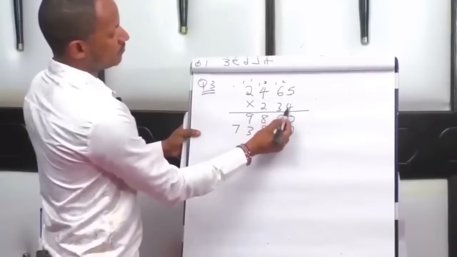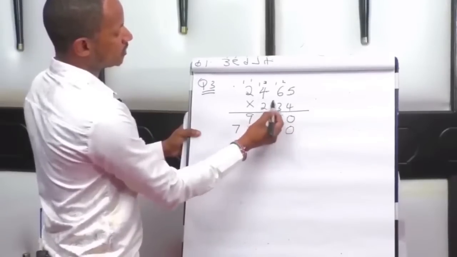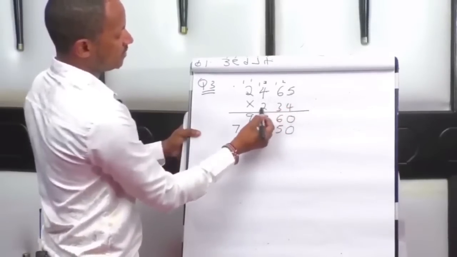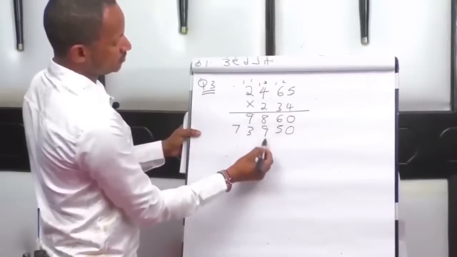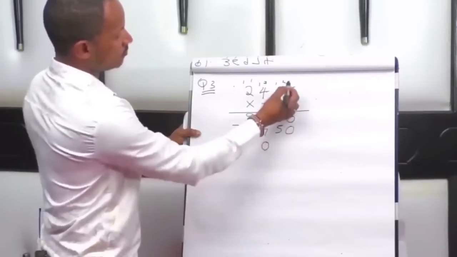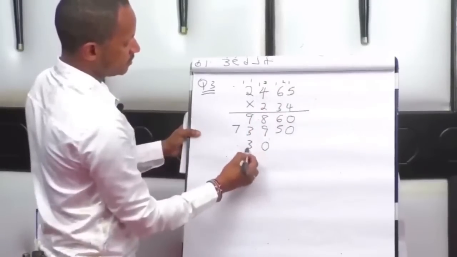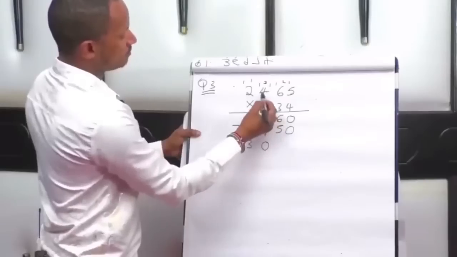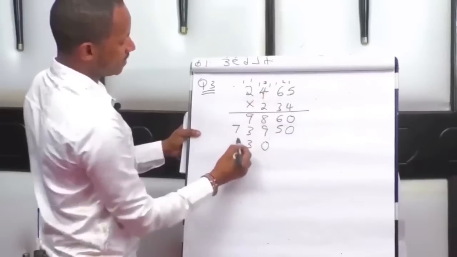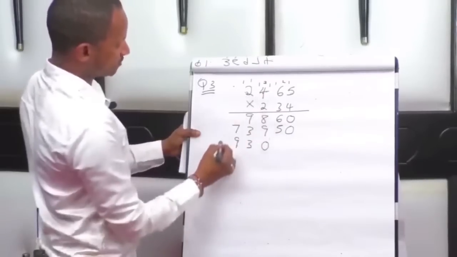Now we are done with 4 and 3, you go to 2. 2 times 5 is 10. You put it down here where 2 is, 10, 0, carry 1. 2 times 6 is 12, plus 1 is 13, 3, carry 1. 2 times 4 is 8, plus 1 is 9. Then 2 times 2 is 4.